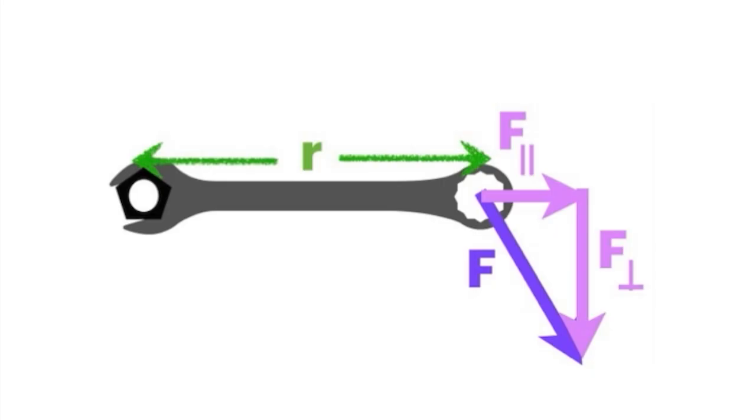What about the situation where my force isn't perpendicular to R? What about the situation where the force is at an angle with respect to R that isn't 90 degrees? In this situation, we're going to take that force vector and break it into two components. The component that's parallel to R and the component that is perpendicular to R.